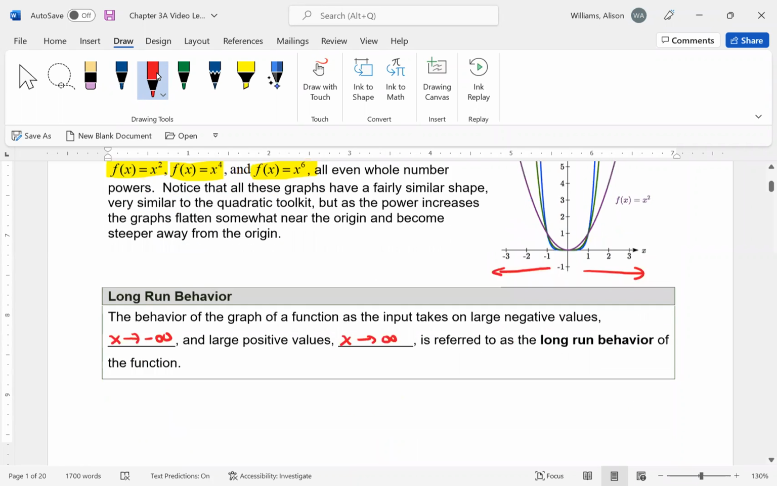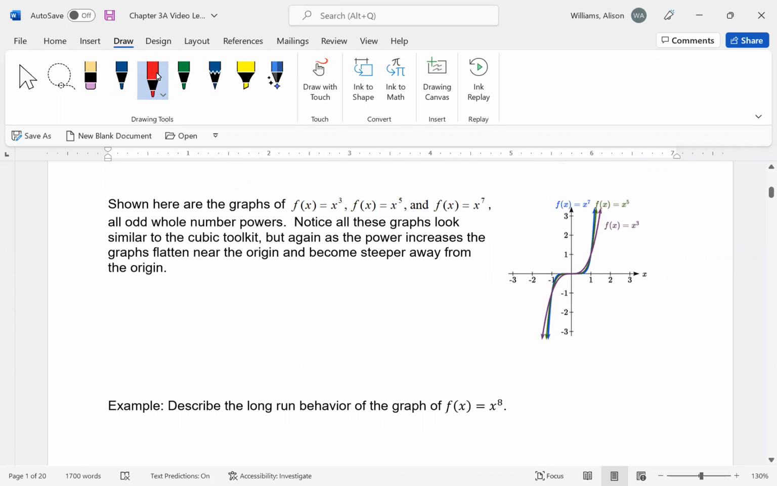Let's look at these other power functions. In particular, now we're looking at odd values for the exponents: x cubed, x to the fifth, x to the seventh. You'll notice all three of those look very similar, except when it's closer to the origin, the x to the fifth and x to the seventh are flatter, and then they shoot off a little bit quicker than x cubed. So let's look at the long run behavior here.